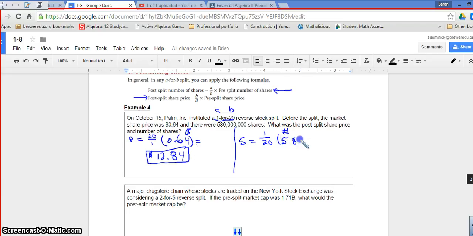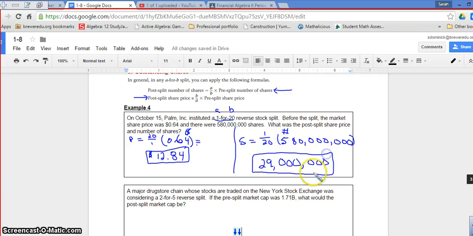And just before you do this math, if this reverse stock split combines shares, should my answer be greater than or less than 580 million? It should be less than. They should be combining these into fewer shares. So if you do that math, you should get only 29 million shares after the 1 for 20 split.